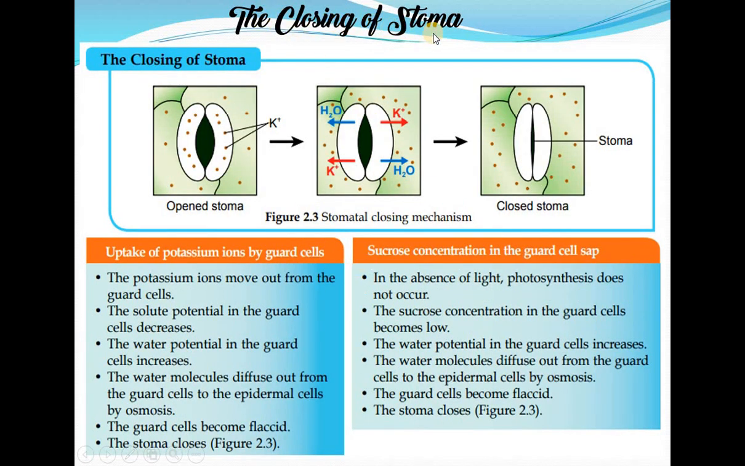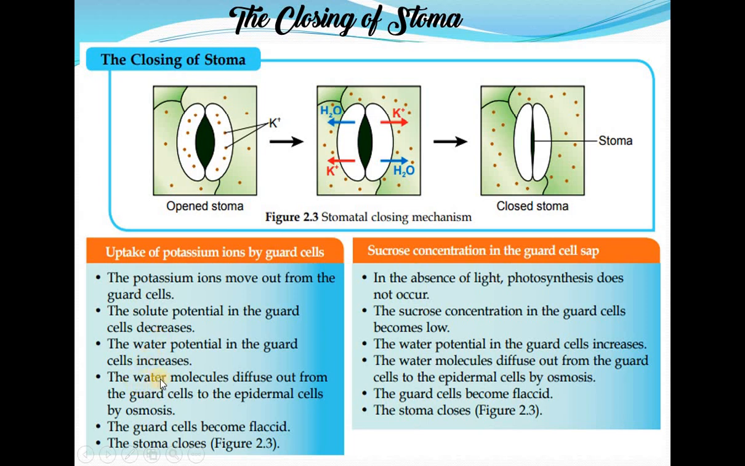The closing of stoma. How does the stoma close? First factor, the uptake of potassium ion by the guard cell. What happened here? The potassium ions move out from the guard cell. Maksudnya di sini potassium ion akan keluar daripada guard cell. The solute potential in the guard cell decreases, the water potential in the guard cell increases, meaning that the guard cell becomes hypotonic to the epidermal cells.